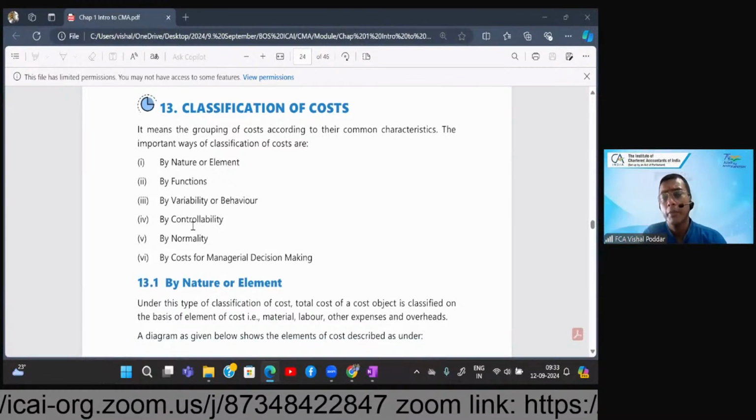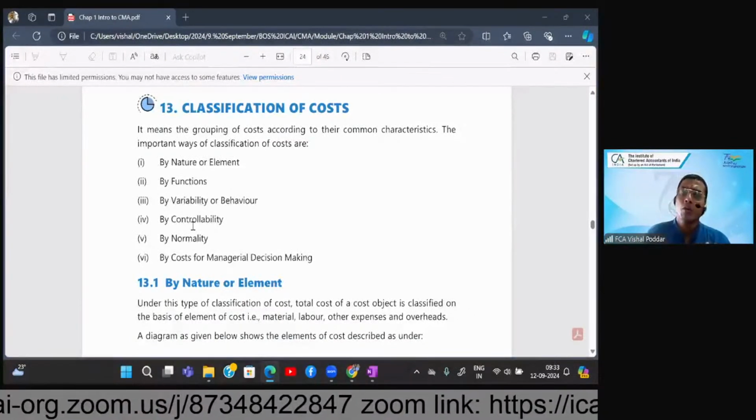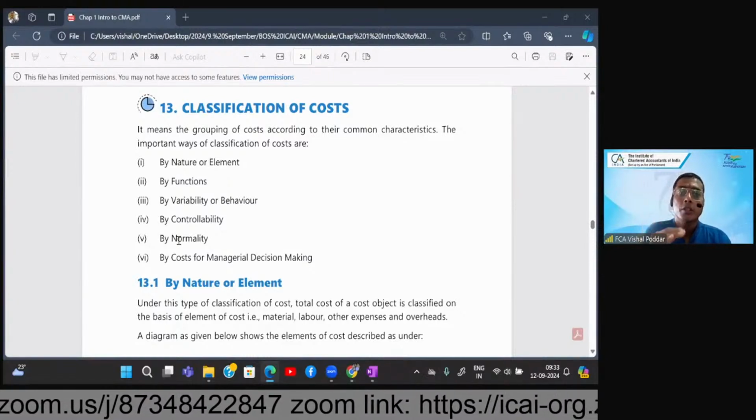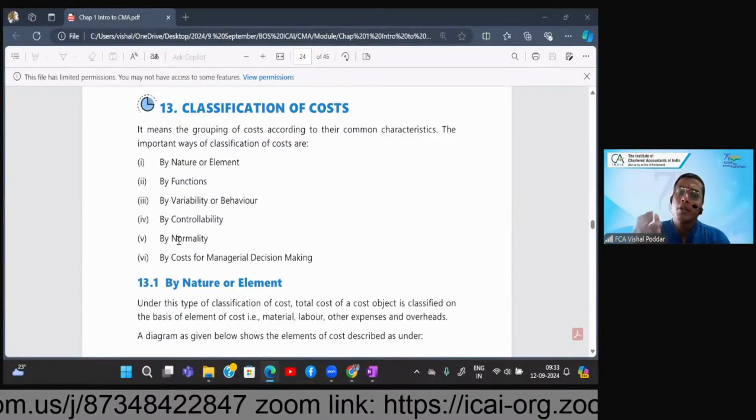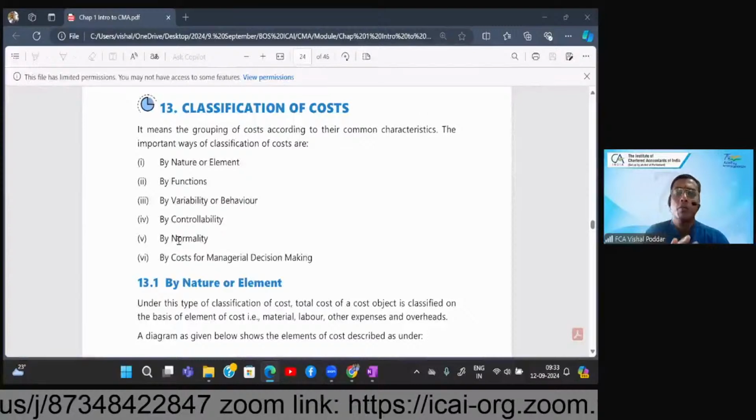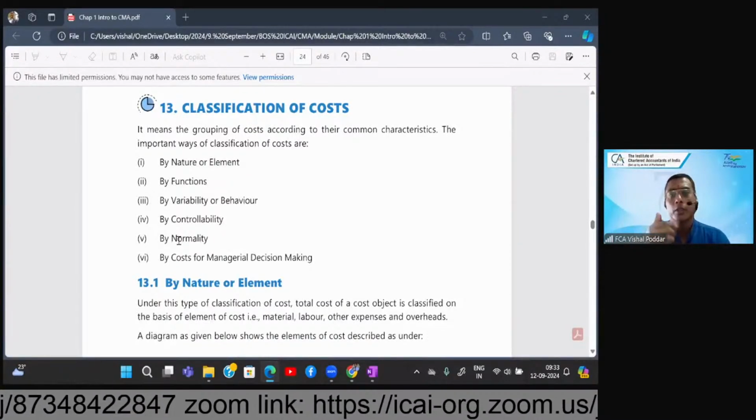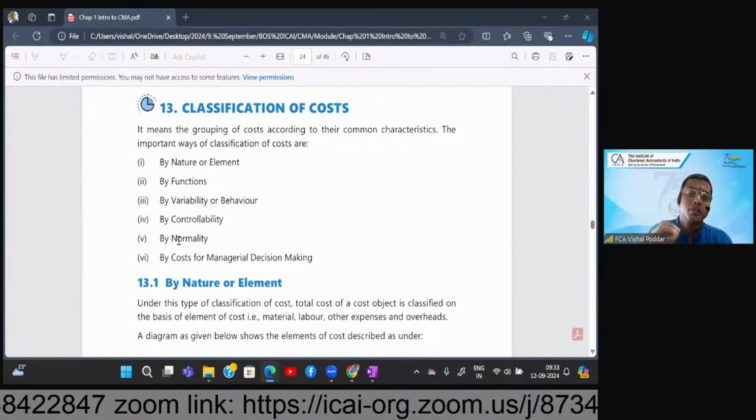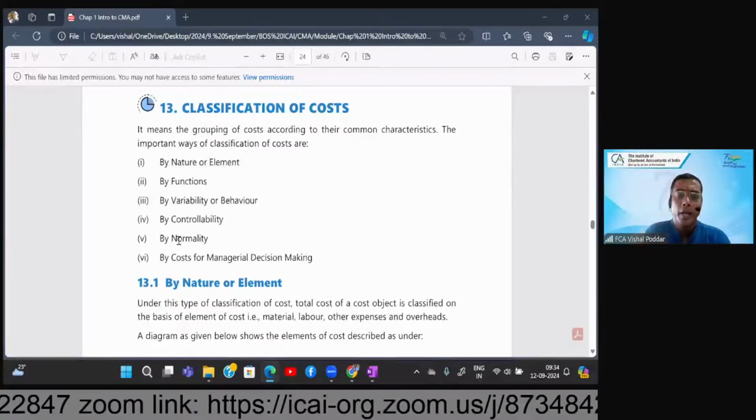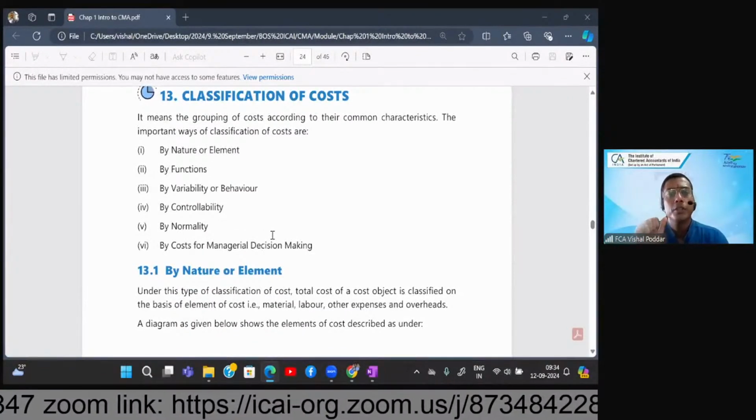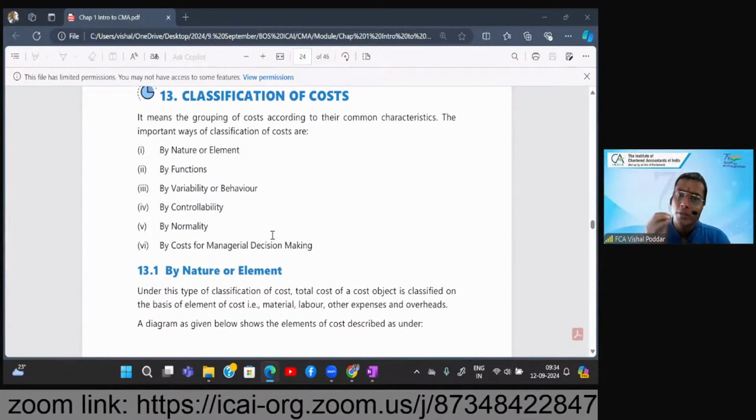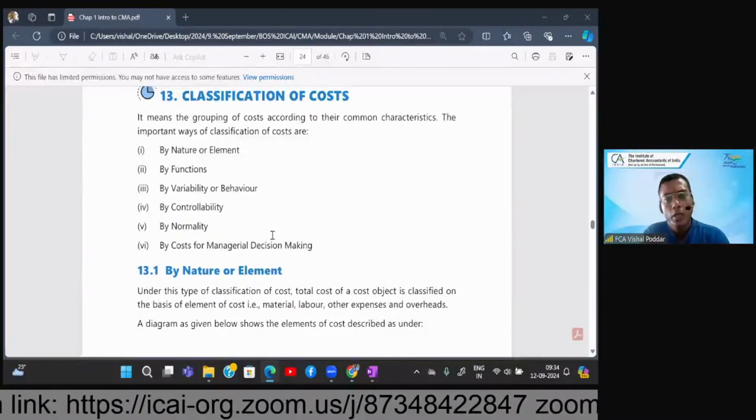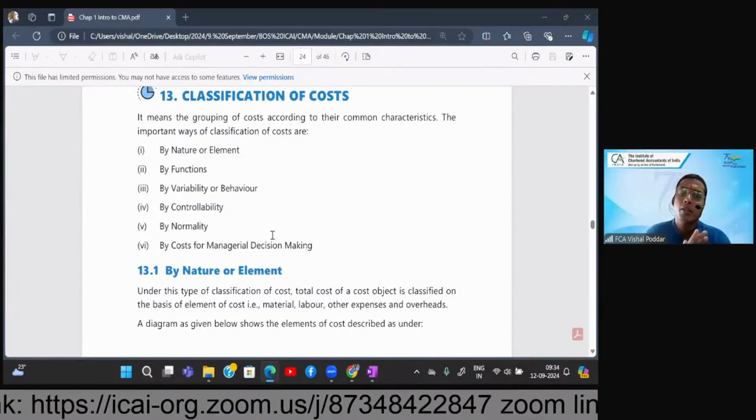Controllability, those costs which can be controlled are controllable. Those which are out of your control are uncontrollable. Normality, the costs which are expected, that this will obviously happen, they are normal. Unexpected cost, suddenly happening cost, which could not be planned, which could not be judged, is abnormal cost. And then cost for managerial decision making. So for decision making, some costs are relevant. These costs will be required for decision making. Those are relevant. Which are not required for decision making, they are irrelevant.